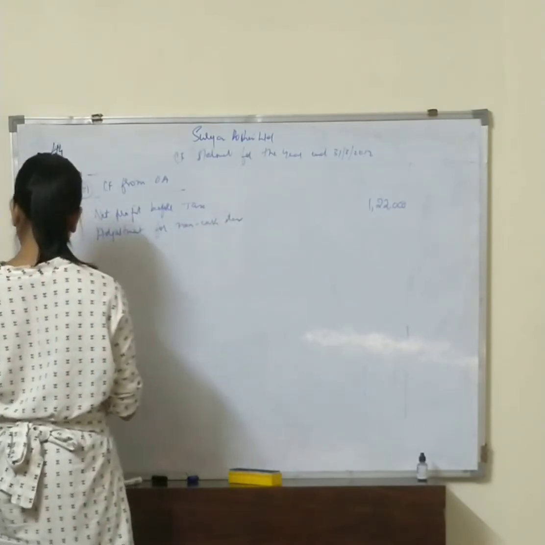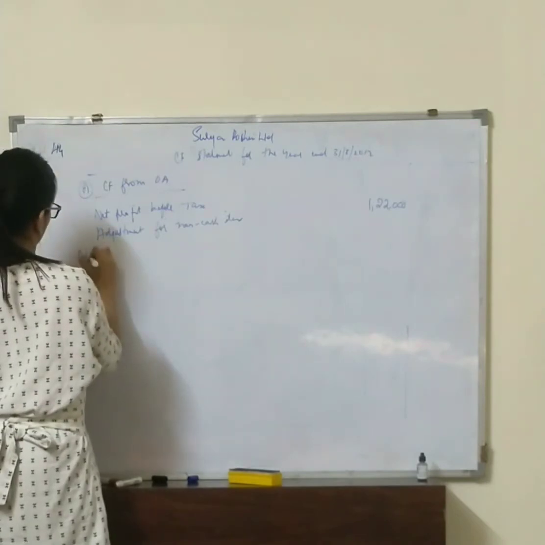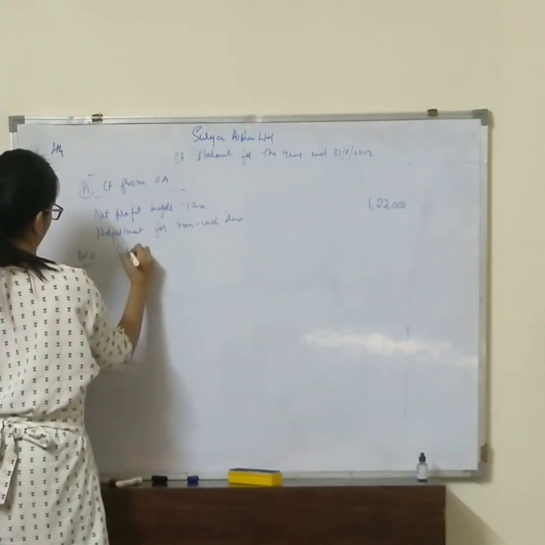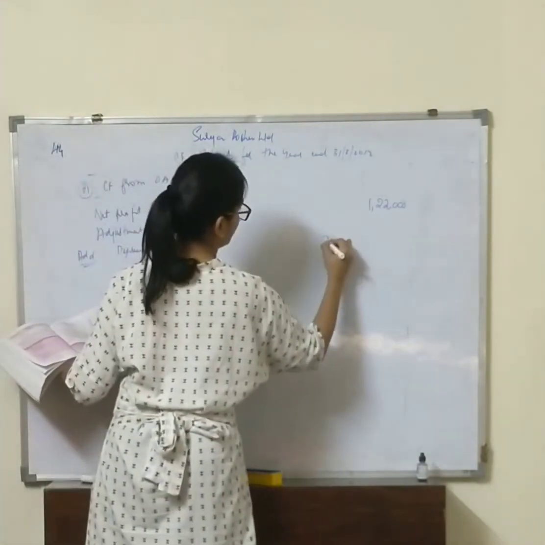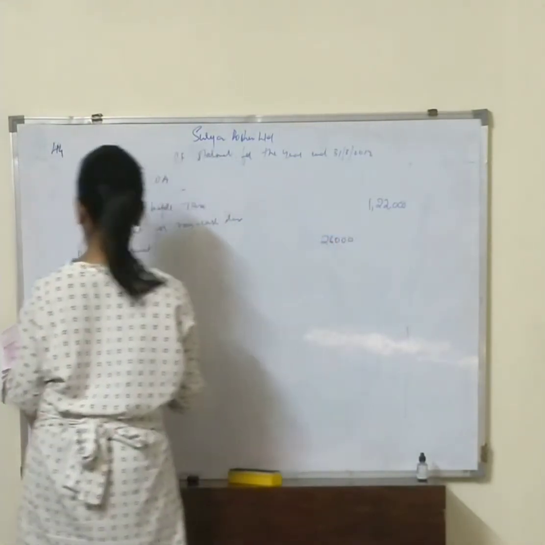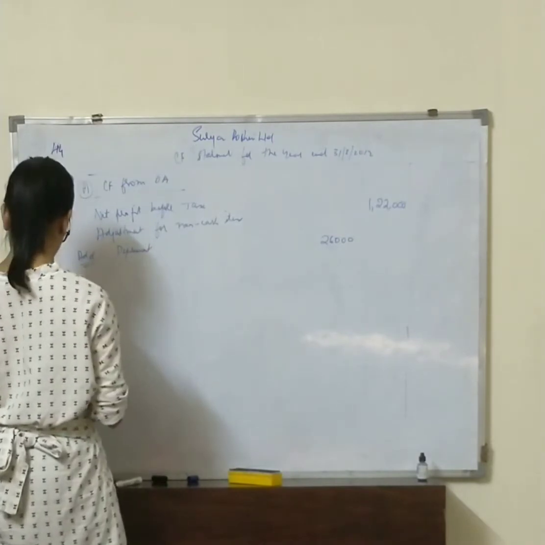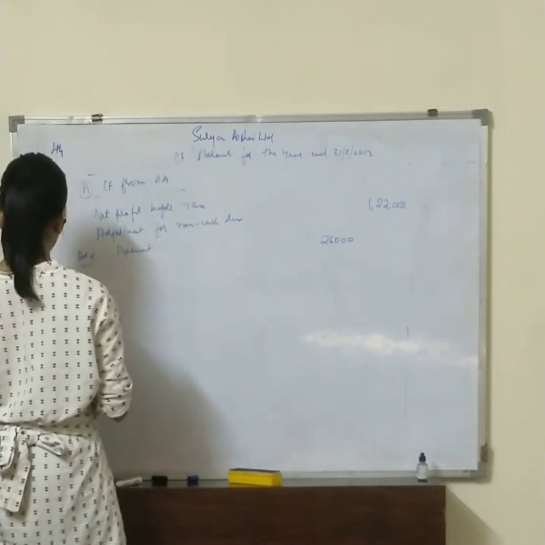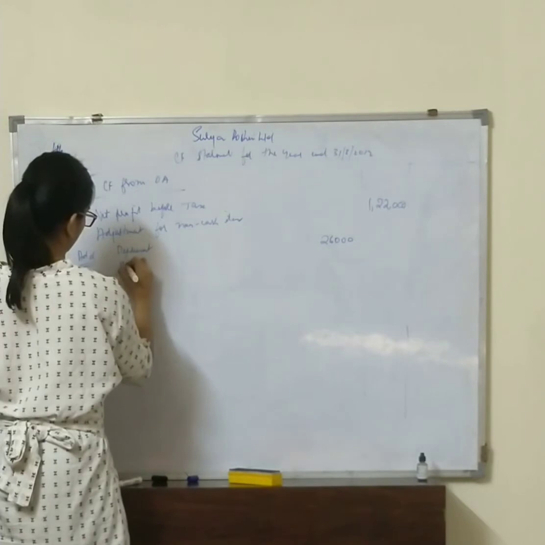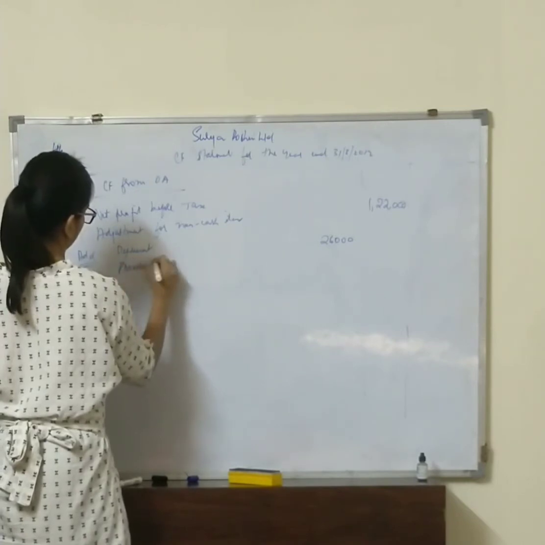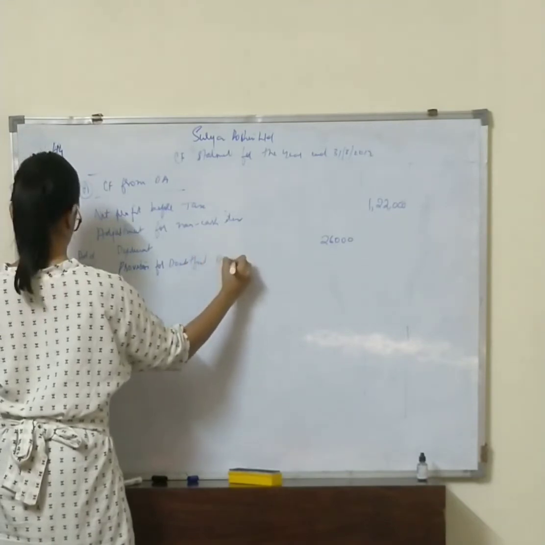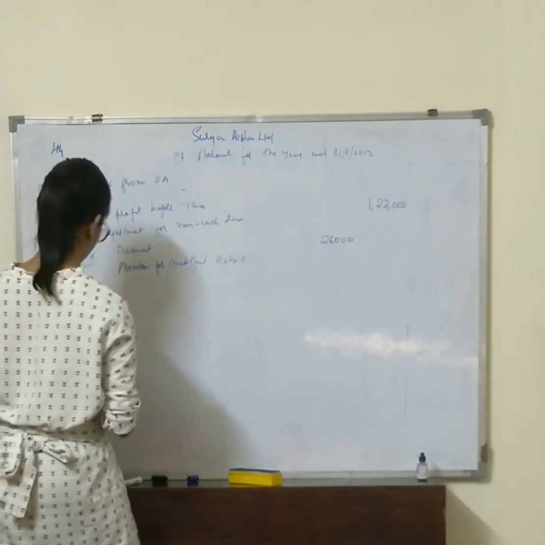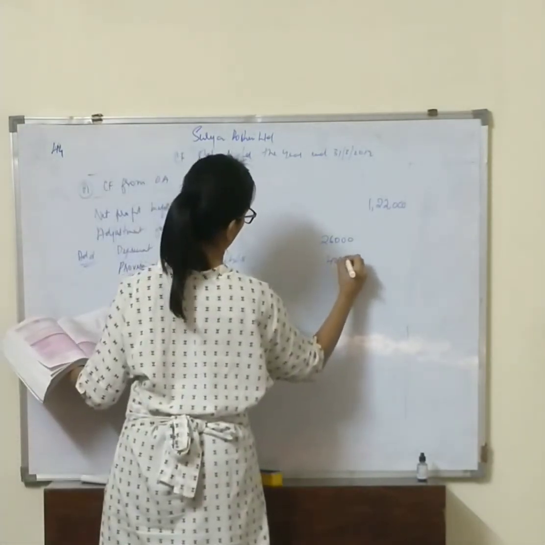We need to add all the expenses. We have depreciation. How much is the depreciation we got? 26,000 from our tangible assets, fixed tangible asset. Then under our short-term provision we have provision for doubtful debts. How much is it? 14,000 minus 10,000, that is 4,000.